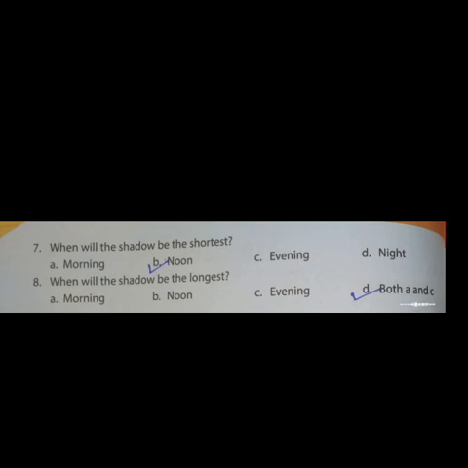Dear students, today in this session we completed the fill in the blanks, true or false, and choose the correct option. Write down the homework. Study fill in the blanks, true or false, and choose.